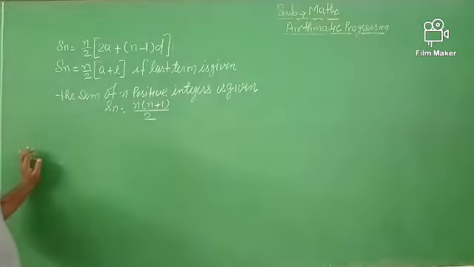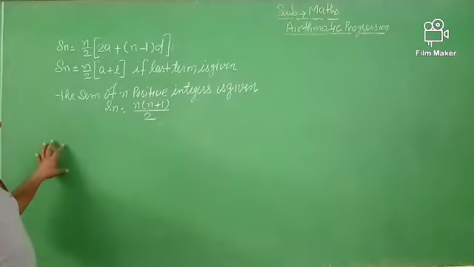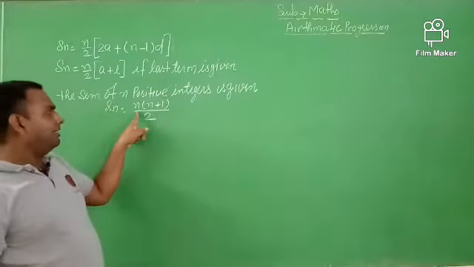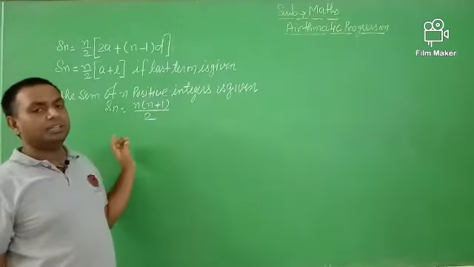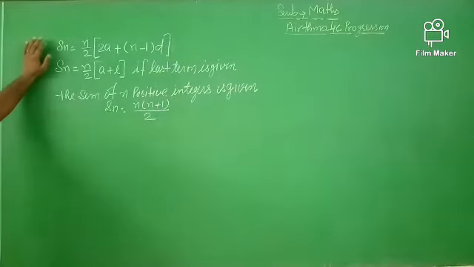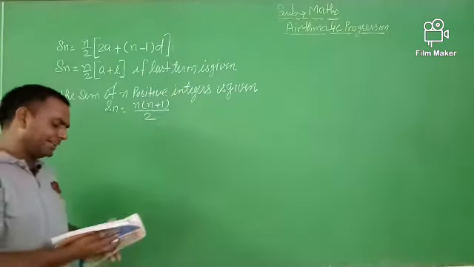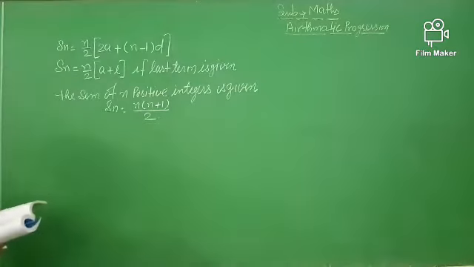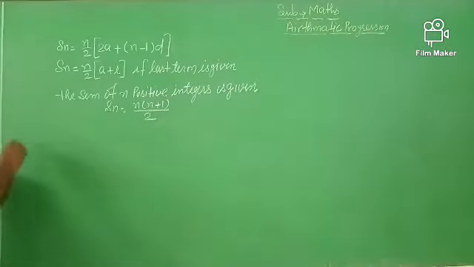Third condition, if the first n positive integers are given, then you apply the formula Sn is equal to n (n plus 1) divided by 2. So, here are the three various formulas if you want to find the sum of the n terms of an arithmetic progression. Now we are going to solve some questions of Exercise 5.3 related to the sum of the n terms.